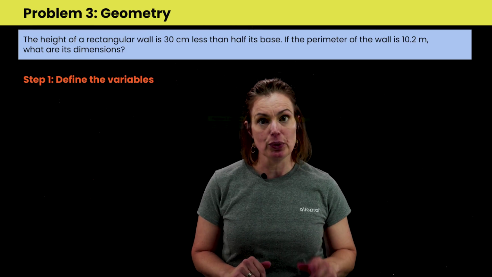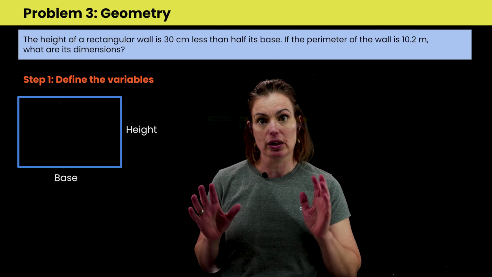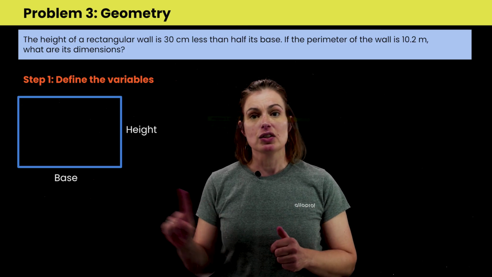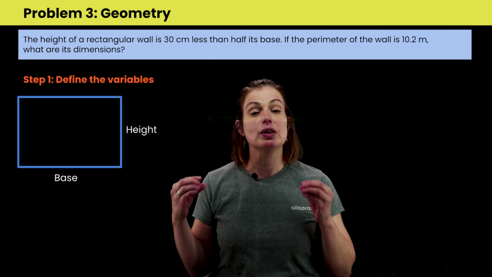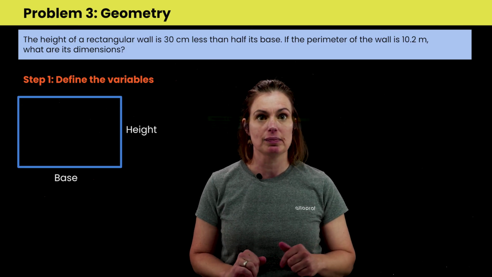So the first thing we're going to do is, of course, define the variables. And to do that, I'm going to sketch out a little rectangle to represent our situation. I would suggest you do the same. So when I see base here, I'm actually referring to the measure of the base. And when I say height, I'm talking about the measure of the height of this.